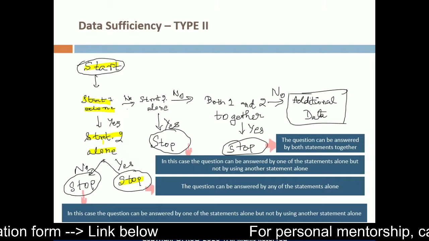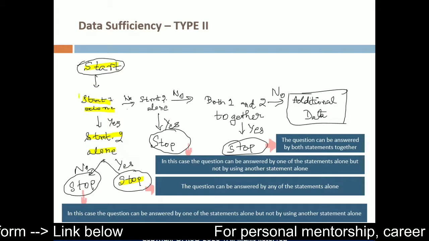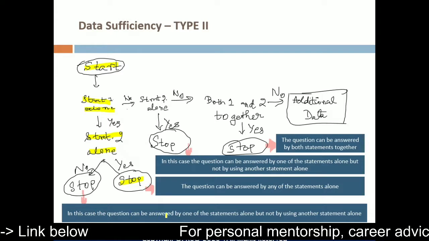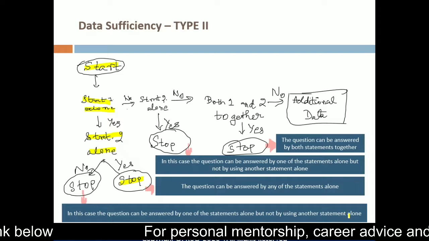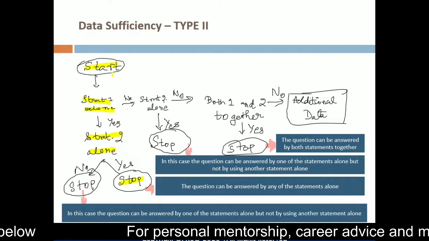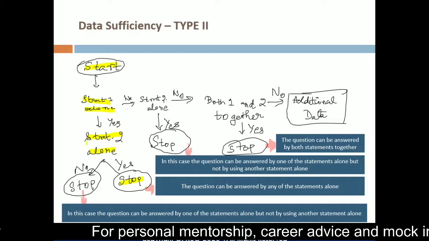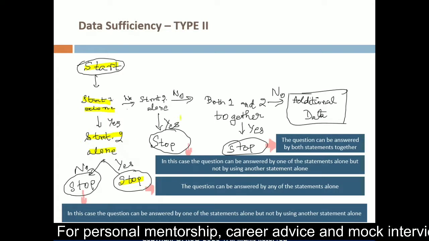And if you were not able to solve the problem with the second statement, but were able to solve the problem only with the first statement, in that case, the question is being answered by one of the statements alone, but not by using another statement alone. So in this case, you have used statement 1 to solve your problem, but you haven't really been able to use statement 2 to solve the same problem individually.